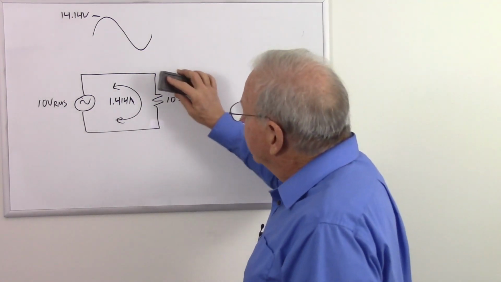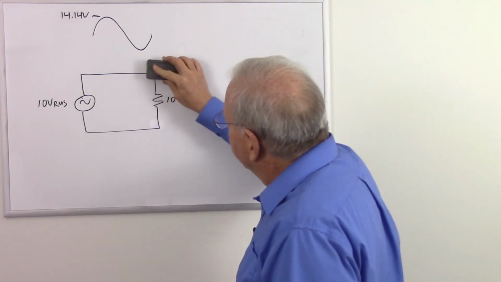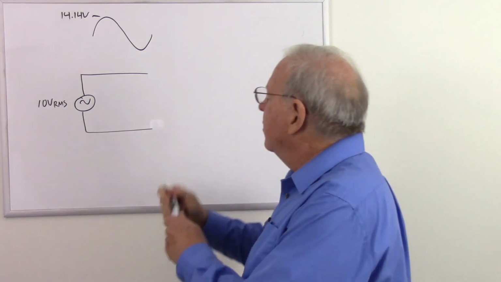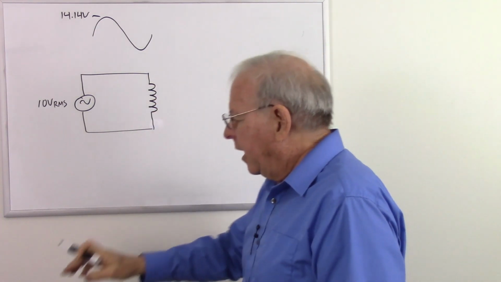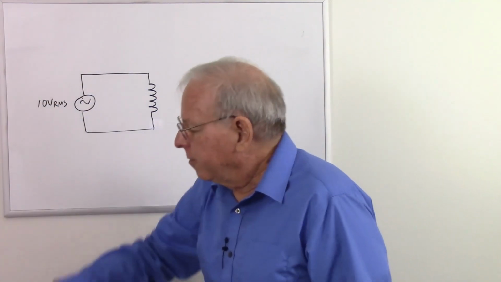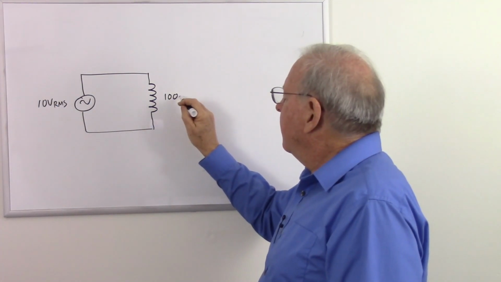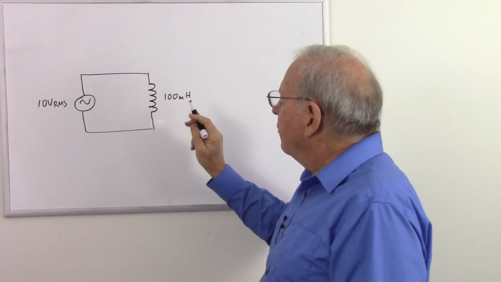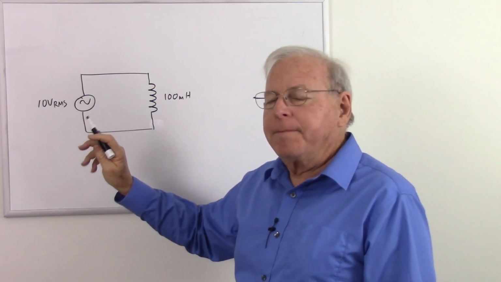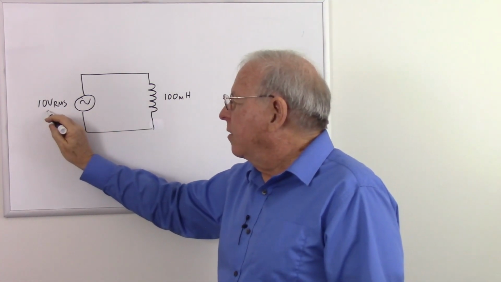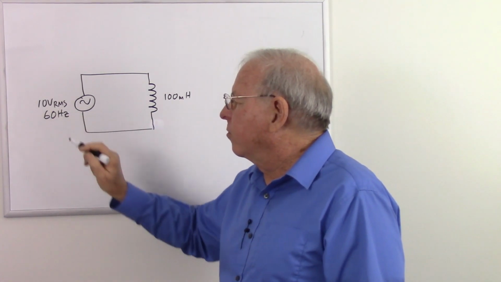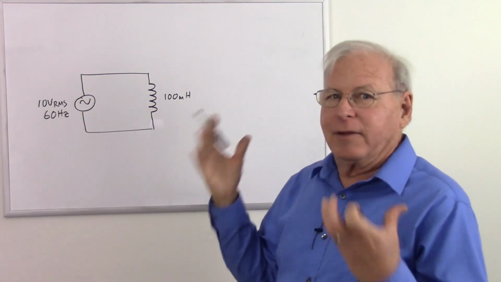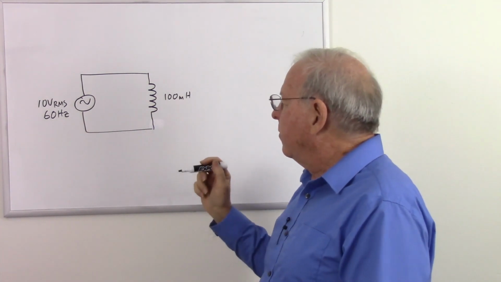Now, let's make this circuit a little different. Let's put out here an inductor. And let's make that inductor 100 millihenries. And now to do this calculation, I need a frequency, and I'm used to our American standard here, so I'm going to make that 60 hertz. Most of the world uses 50 hertz, but here we use 60. That's what I'm going to stick with.